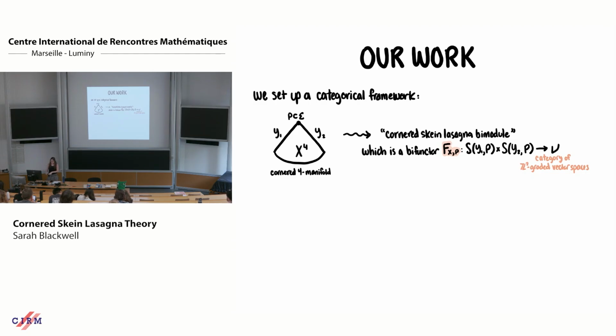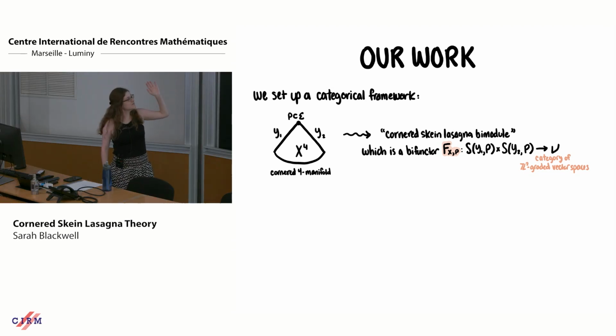This is going to be a bifunctor, F of X sub p, and it's going to go from the three-manifold category associated to Y1 cross the three-manifold category associated to Y2 to this V, which is the category of Z2 graded, I should have just said Z modules. I keep changing what I'm calling this, but the point is we're going to be mapping to Skein Lasagna modules, so we're going to land in something that is a collection of these things. So it's the category of Z2 graded vector spaces or Z modules.